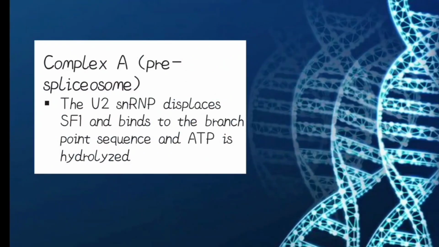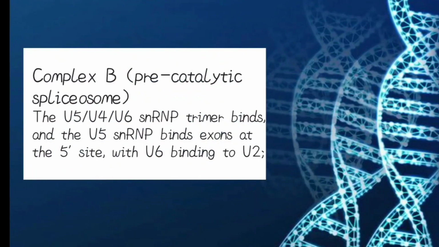In complex A, the U2 snRNP displaces SF1 and binds to the branch point sequence and ATP is hydrolyzed. In complex B, the U5, U4, U6 snRNP trimer binds and the U5 snRNP binds exons at the 5' site with U6 binding to U2.